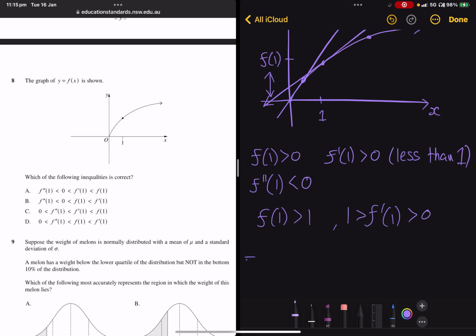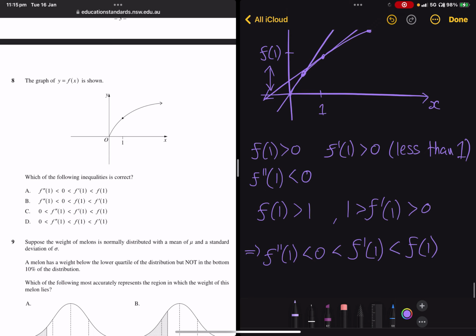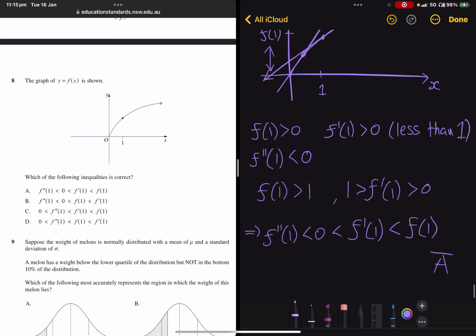From all of this, we can infer that f double prime of 1 is less than 0, which is less than f prime of 1, and that is less than f of 1. So this is the likely answer, and this is A. If the graph is not to scale, the answer could be slightly different here, but A is definitely the answer to this particular question.